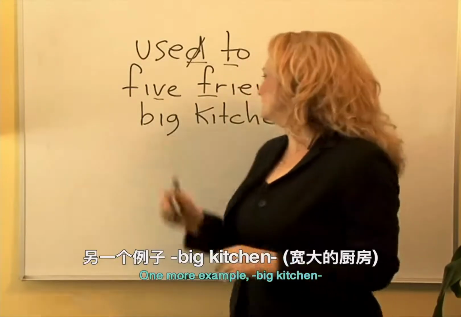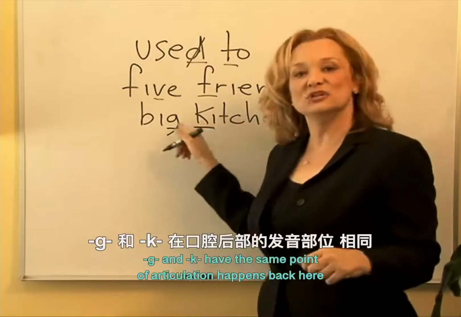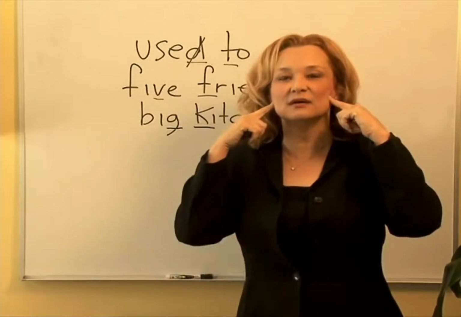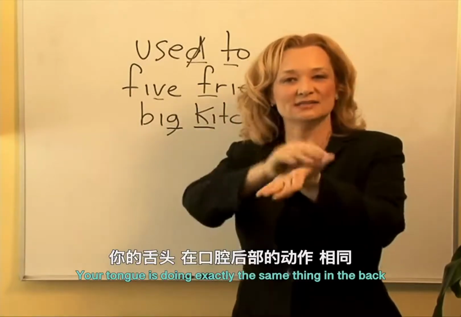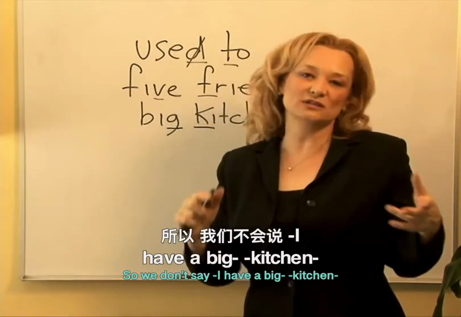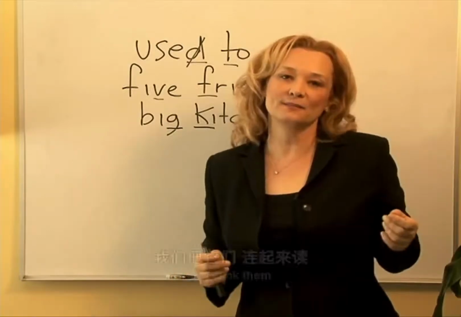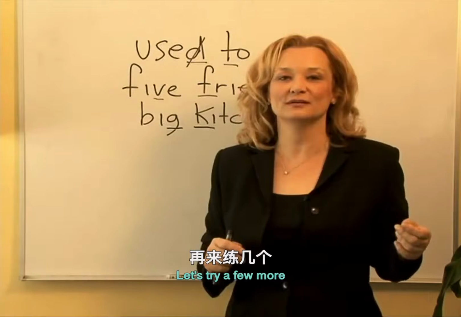One more example. Big kitchen. G and K have the same point of articulation. It happens back here. Let's try that. G, g, g, k, k, k. Your tongue is doing exactly the same thing in the back. So we don't say, I have a big kitchen. Let's link them. I have a big kitchen. Let's try a few more.